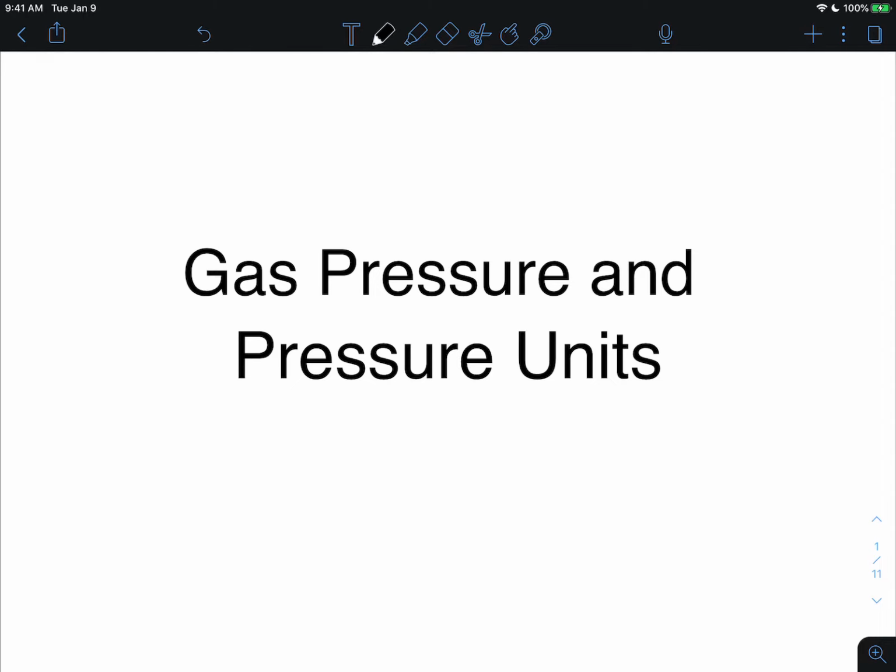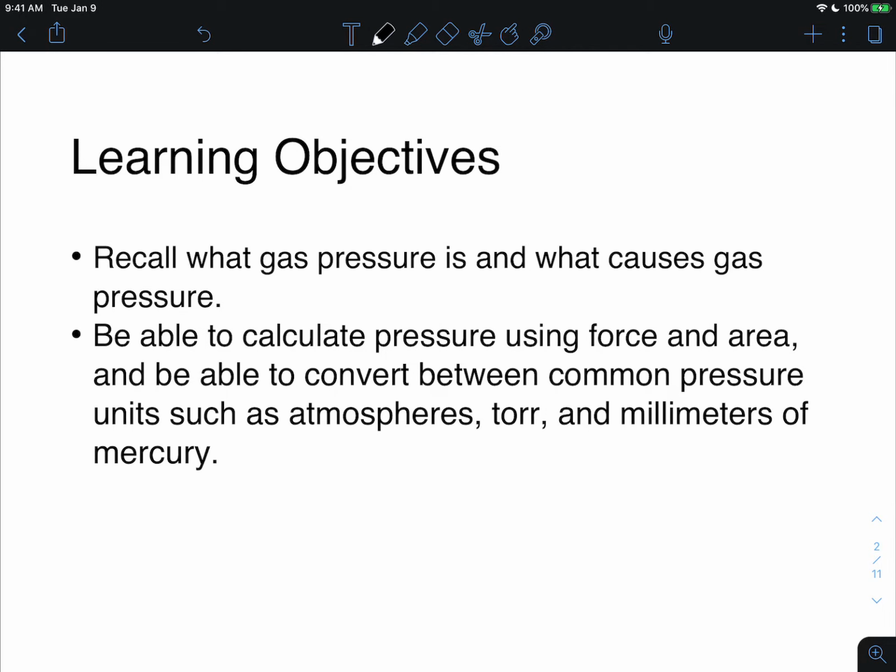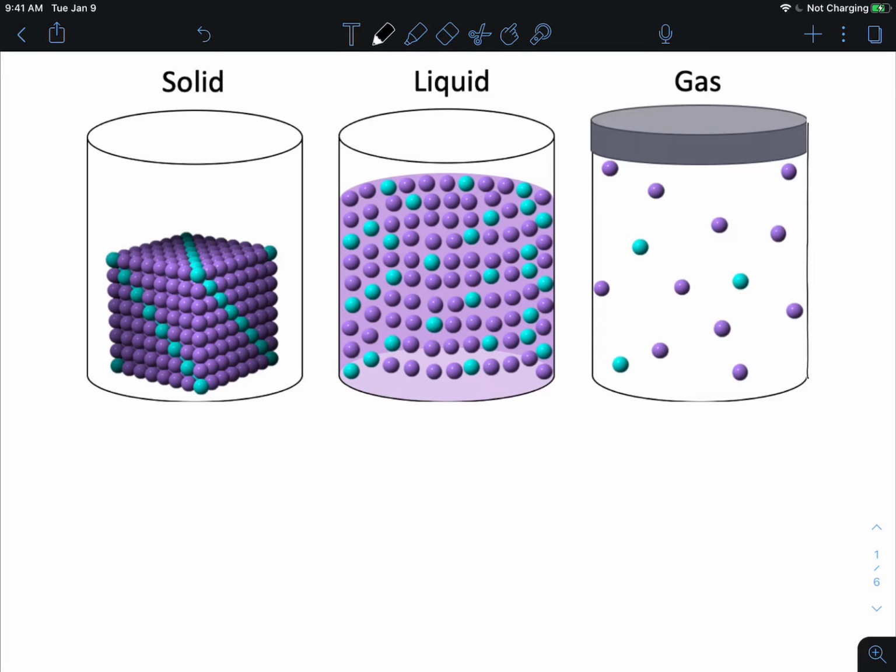Hello. In this video, we're going to be looking at gas pressure and pressure units. By the end of this video, we should understand what gas pressure is and what causes gas pressure, and we should be able to calculate pressure using force and area and convert between common pressure units such as atmospheres, torrs, and millimeters of mercury.